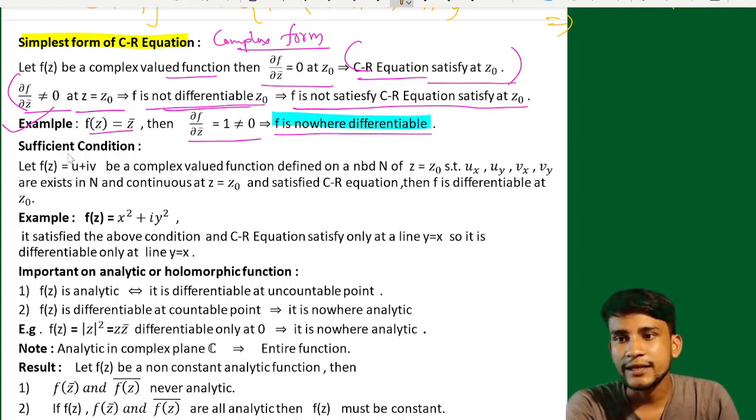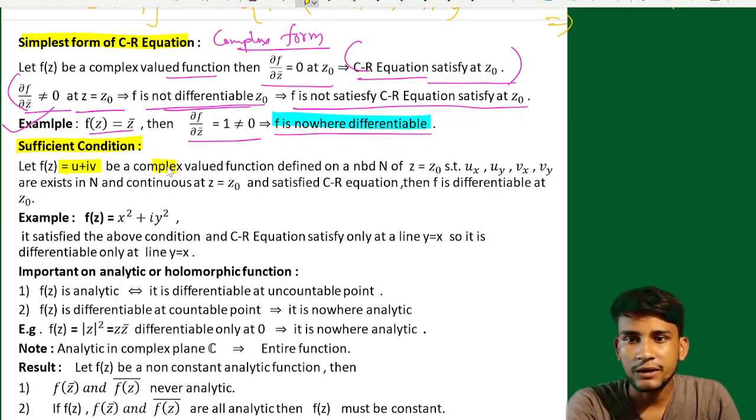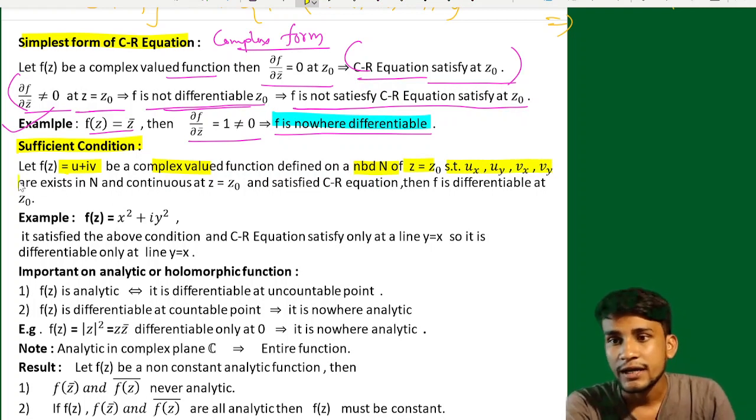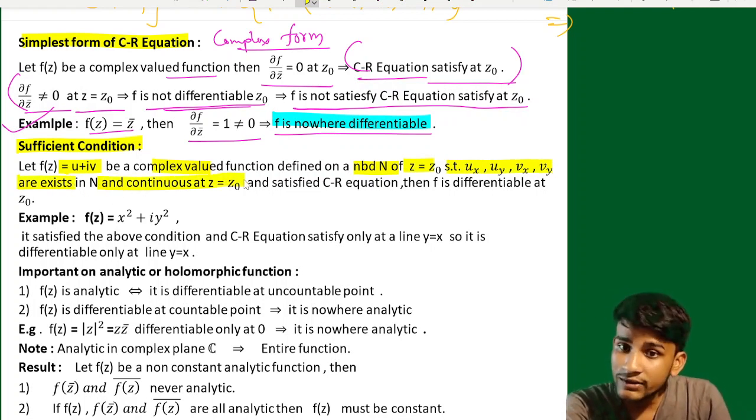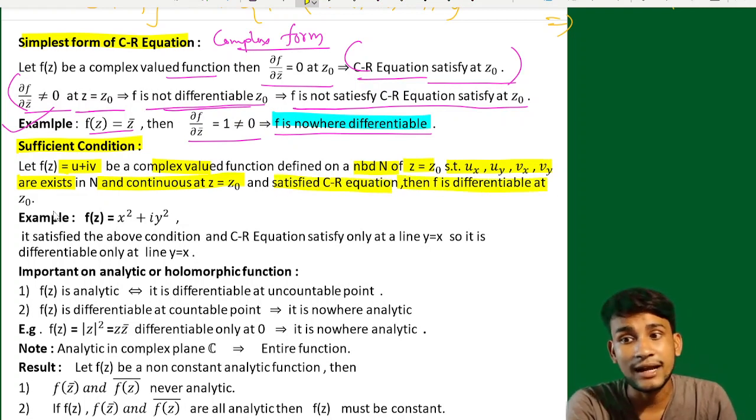Then the sufficient condition for differentiability. Let f(z) equal u plus iota v be a complex valued function defined on a neighborhood N of z equal to z0 such that ux, vx, uy, vy exist in the neighborhood and are continuous at z0, and satisfy the CR equation. Then f is differentiable at z0.